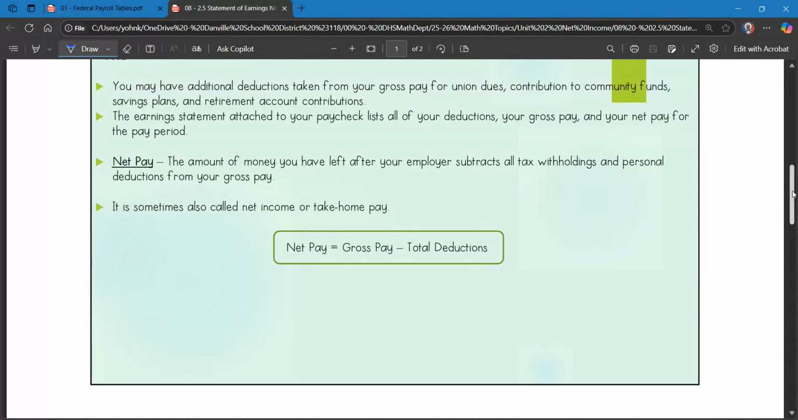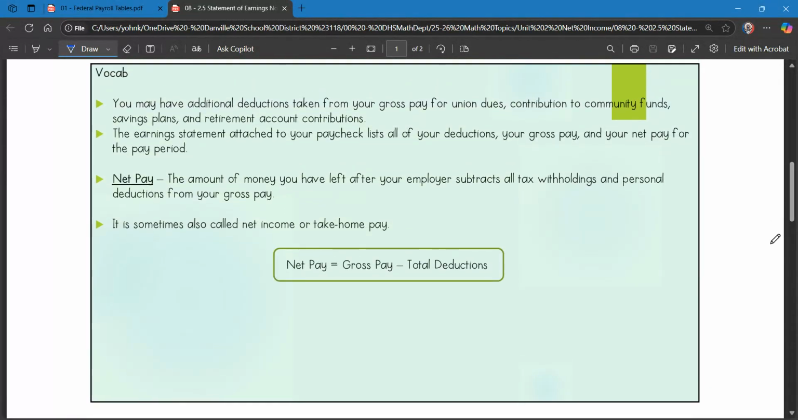All right, so some vocab to think about. You may have additional deductions that are taken from your gross pay for union dues, contribution to community funds, savings plans, maybe a retirement account contribution. And so your earnings statement is attached to your paycheck and it lists all of your deductions, your gross pay, and your net pay for the pay period.